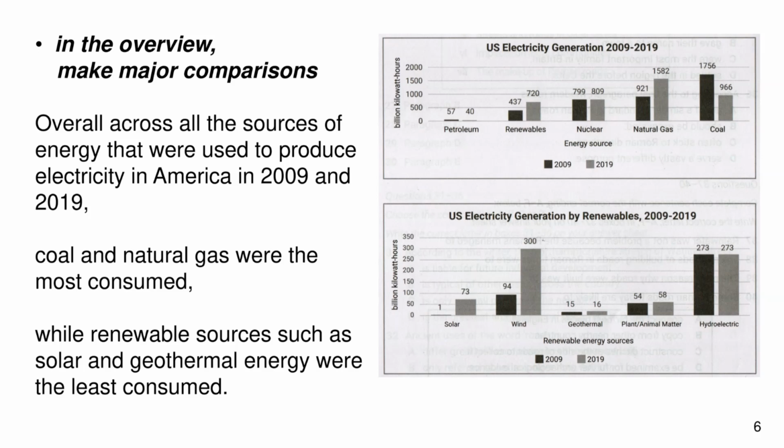And finally, in the overview, make major comparisons. Overall, across all the sources of energy that were used to produce electricity in America in 2009 and 2019, coal and natural gas were the most consumed, while renewable sources such as solar and geothermal energy were the least consumed.